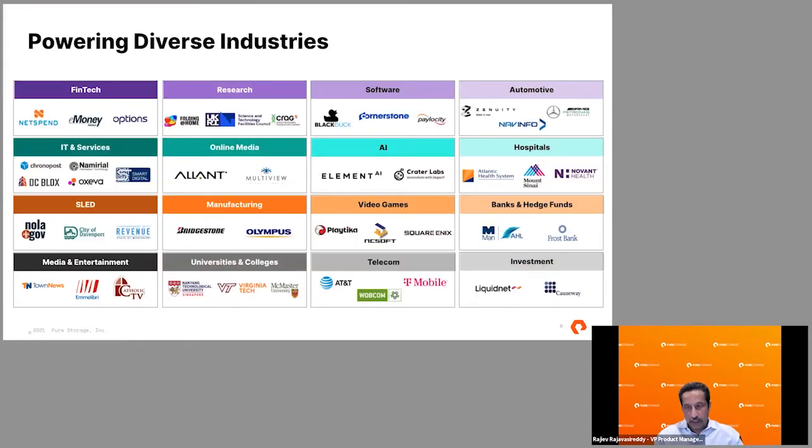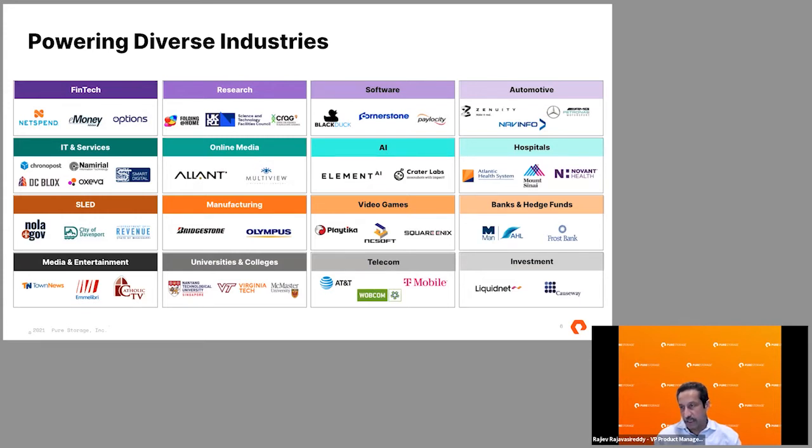This is just, we talked about general areas where FlashBlade is deployed in the previous slide. This is a set of referenceable customers, and it gives you a sense of the different industries and the diverse industries where FlashBlade is deployed. These are all public references for us.